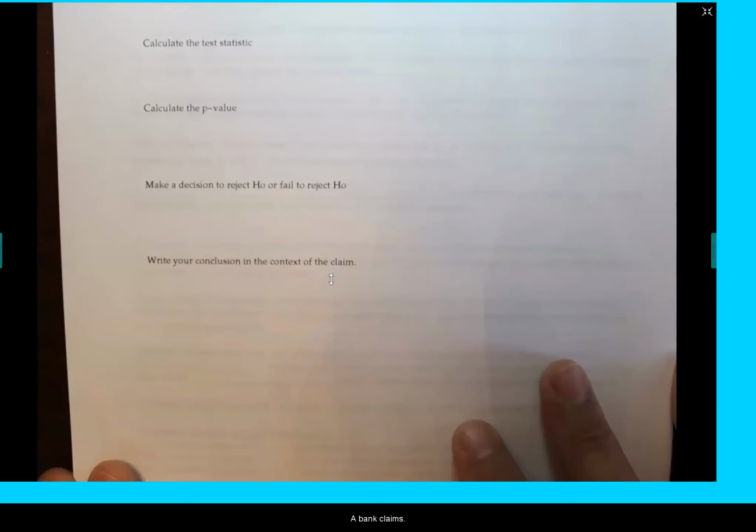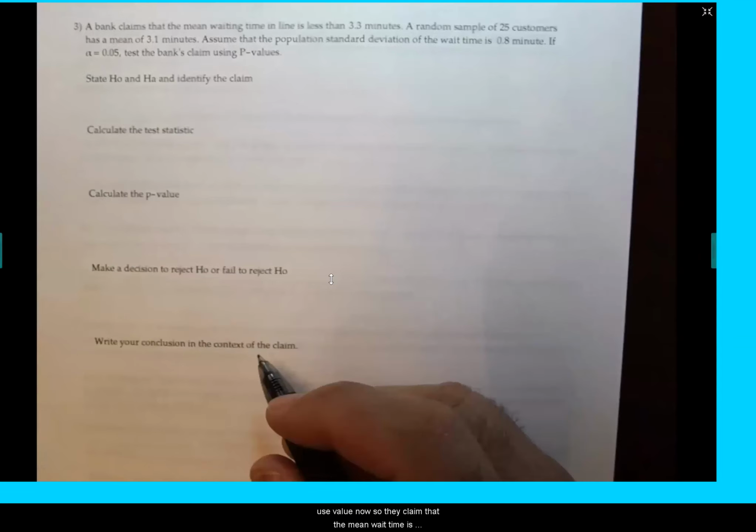A bank claims that the mean waiting time in line is less than 3.3 minutes. A random sample of 25 customers has a mean of 3.1 minutes. Assume the population standard deviation of the wait time is 0.8 minutes. If alpha equals 0.05, test the bank's claim using the p-value. So we'll use the p-value now.